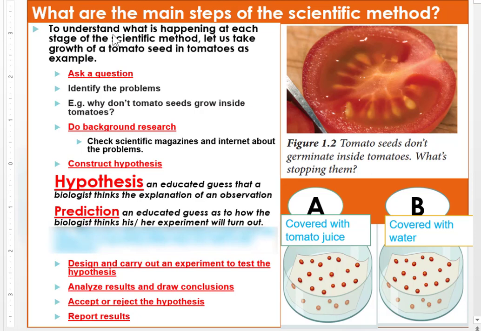There are a number of steps of scientific method, but in this lesson we are going to focus on the 7 main steps of scientific method. To understand what is happening at each stage of the scientific method, let us take growth of tomato seed in tomatoes as an example. The first step of the scientific method is to ask a question or identify the problem.